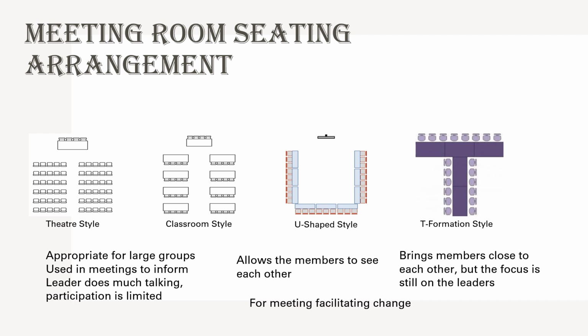Coming to the T formation style of a meeting. For a T, the sleeping side of the T will have the leaders, and the standing side of the T will have all the participants facing each other. This style brings the members close to each other, but the focus is still on the leaders, because they are sitting separately in a very prominent space. Therefore, the focus is mainly on the leaders, but it allows you to interact. Both the U-shaped style and the T formation style will be used whenever we have a problem solving meeting or a change facilitating meeting.